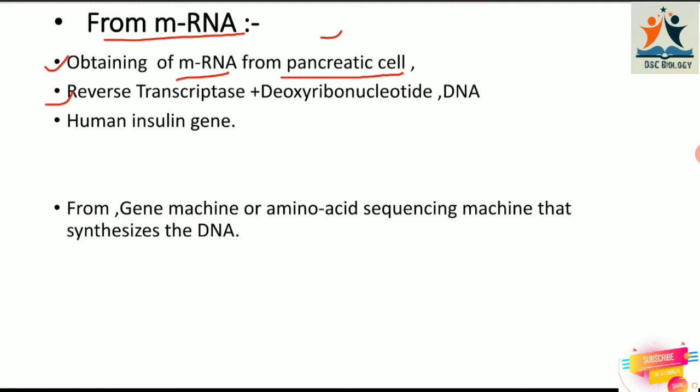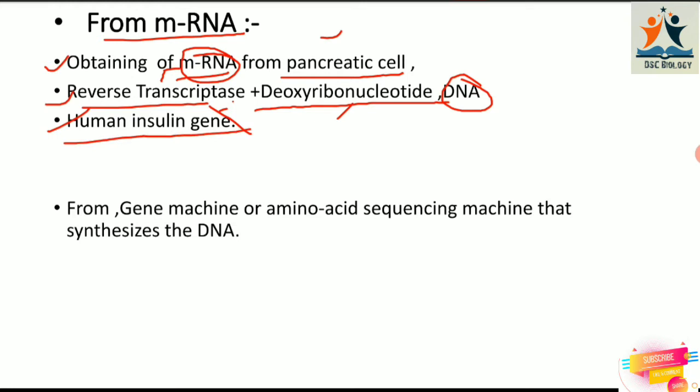Next is reverse transcriptase. Here reverse transcriptase and deoxynucleotides act on the mRNA. The reverse transcriptase converts mRNA into DNA, and DNA nucleotides are added by this enzyme as required, and we get our desired gene with the help of mRNA, that is the human insulin gene.